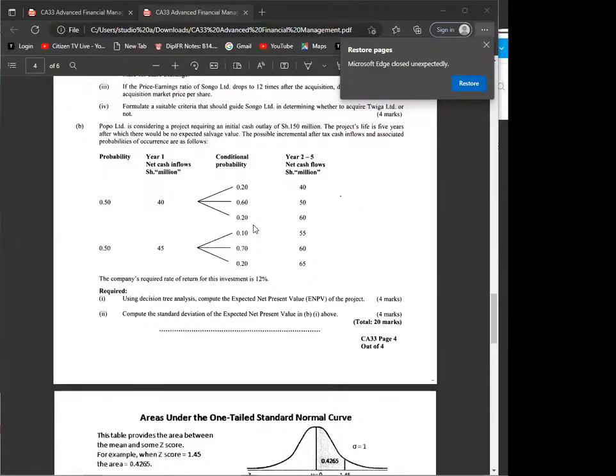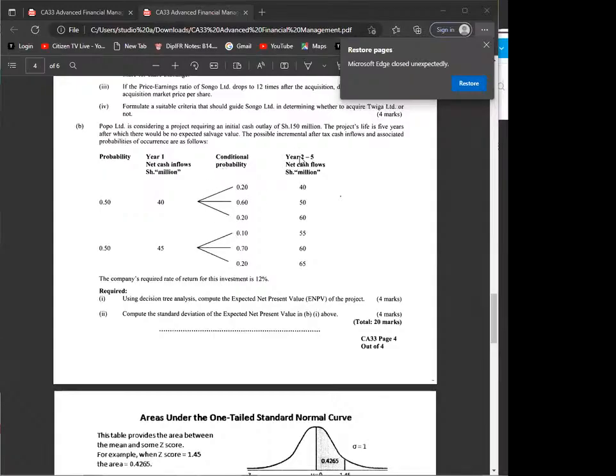So we are told here Popo Limited is considering a project requiring an initial cash outlay of shillings 150 million. The project's life is 5 years, after which there would be no expected salvage value. The possible incremental after-tax cash inflows and the associated probabilities of occurrence are given here. Year 1 was given to us in a very nice way. Conditional probabilities are given here.